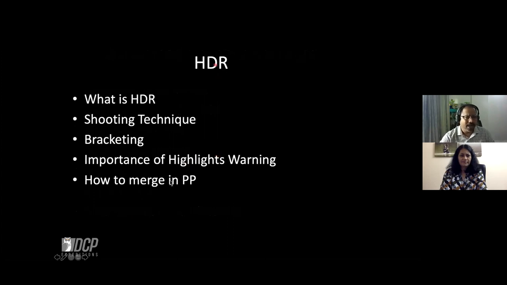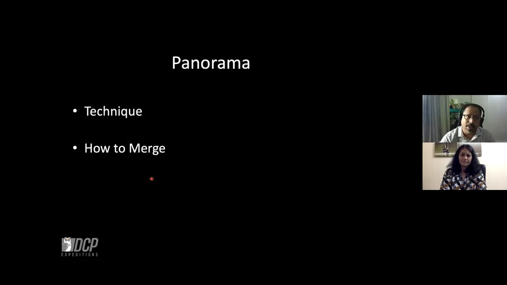Okay. HDR, you take multiple frames and you can merge them in post-production. You have something called inbuilt HDR also inside the camera. But when you use the inbuilt HDR in the camera or in your cell phone, you get only a JPEG image. Inbuilt HDR doesn't give you a raw image. But if you want good quality HDR, take three different raw images, bracket them, and merge them in Photoshop.